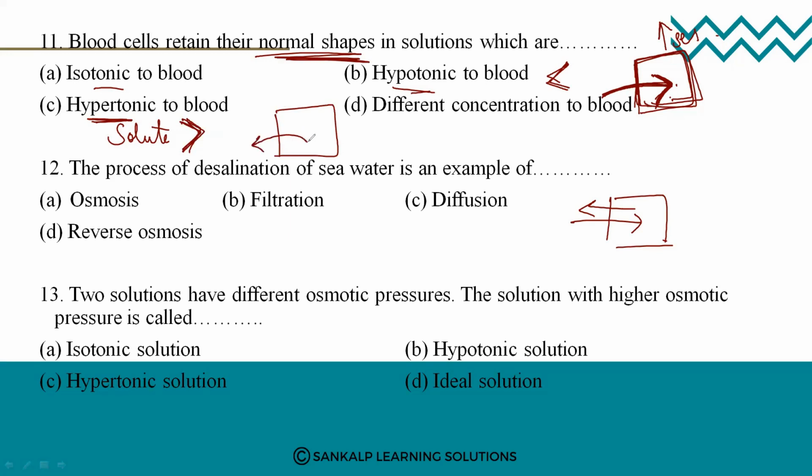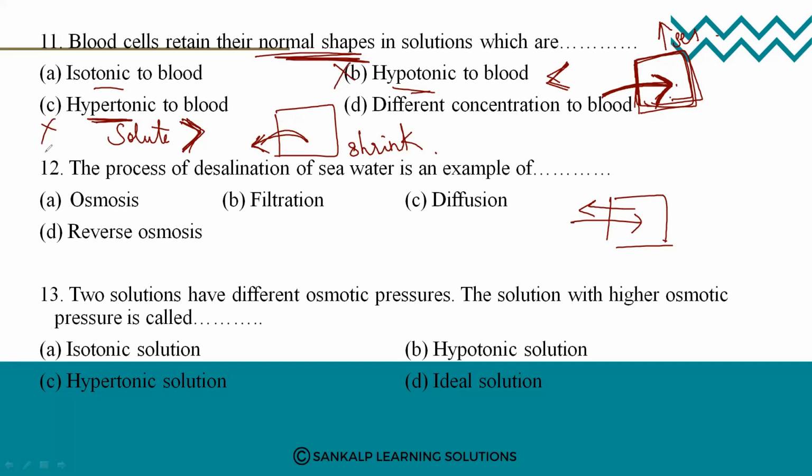Okay, the water will flow out of the cell because the concentration of the solute is more. Then what will happen to the blood cell? The blood cells will shrink. Now, this is also wrong. So hypotonic is also not our answer.